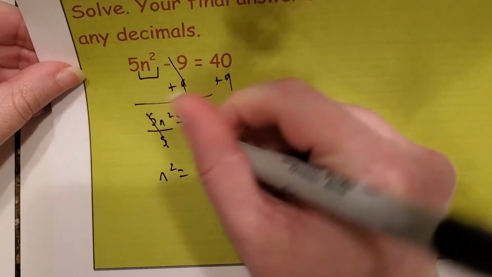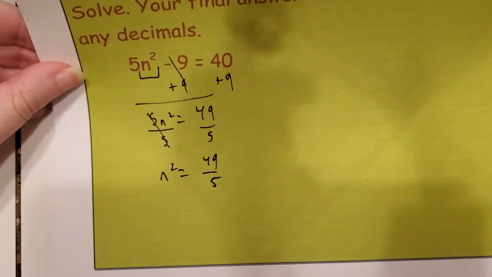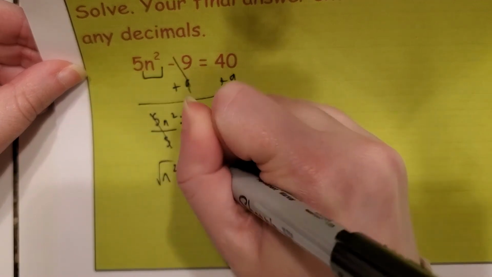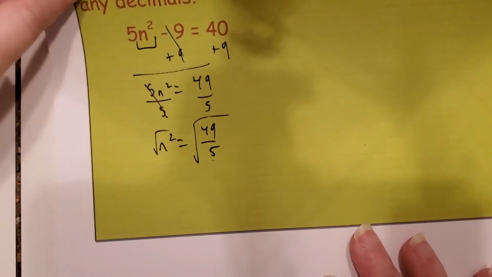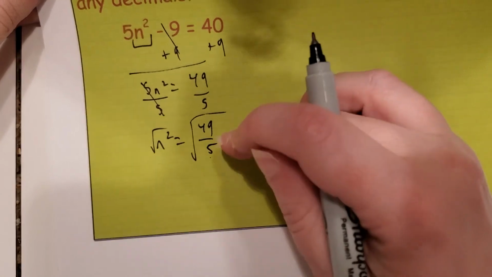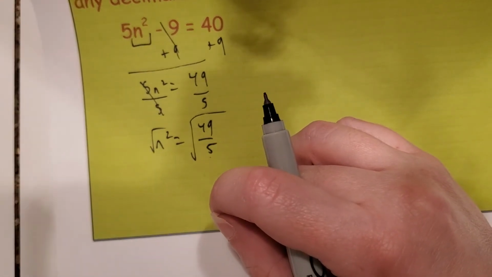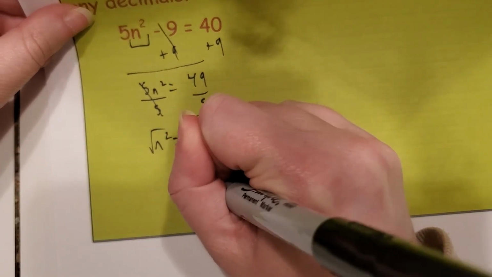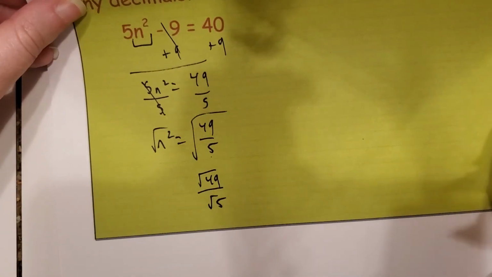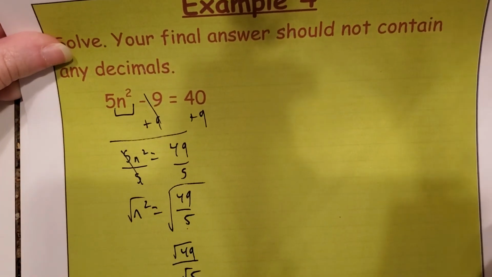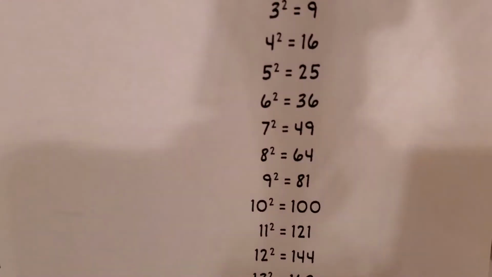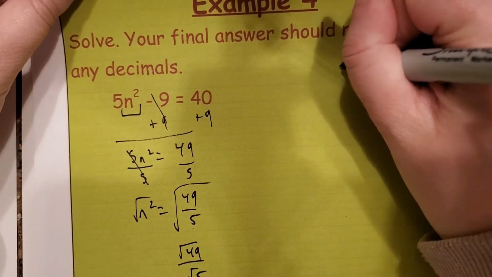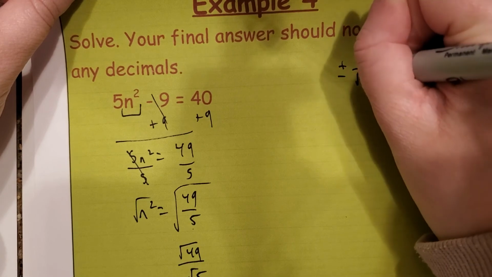So n squared, I'm going to leave this as a fraction, 49 over 5. Okay? Now we can go in and take the square root of everything. And I think I mentioned this last time: when you take the square root of a fraction, you are allowed to take the square root of the pieces. So the square root of 49 over the square root of 5. We know what the square root of 49 is, or we should. It's 7. So don't forget about your plus minus. Plus minus 7 over the square root of 5.